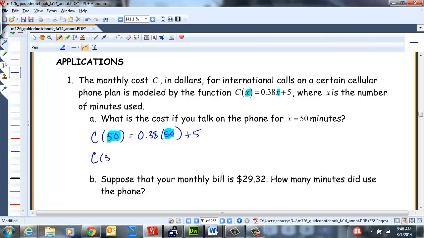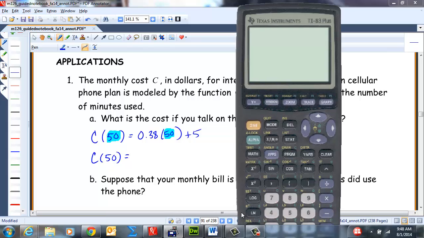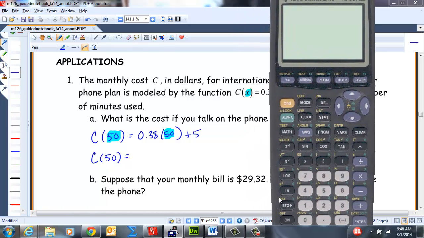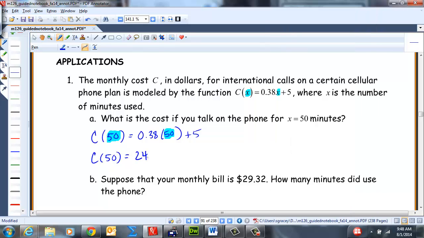So C at 50 is equal to, we go and get our calculator. So we'd have 0.38 times 50 and then plus 5. Enter. 24. So the cost would be $24.